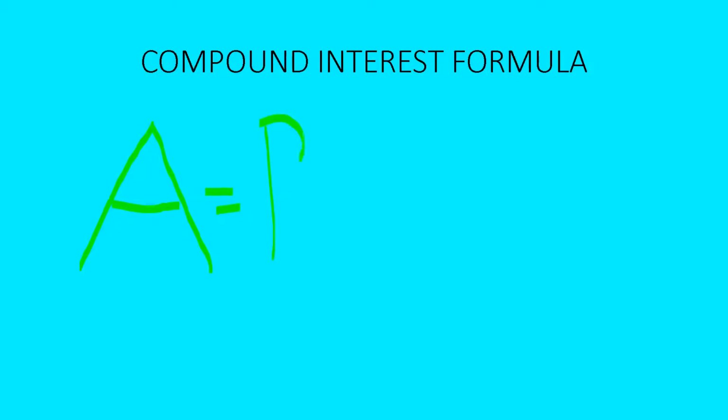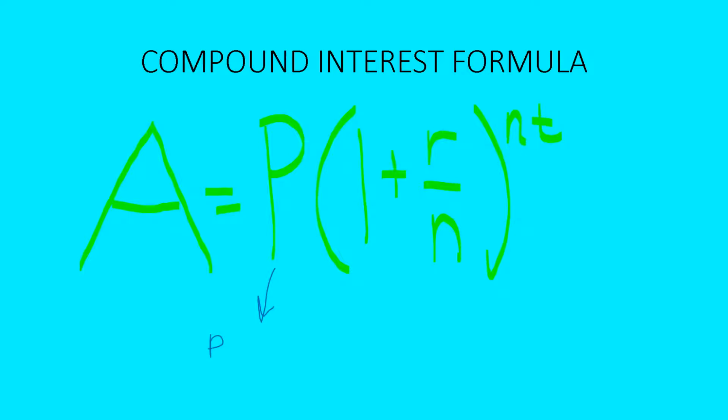equals P times the quantity of 1 plus R over N to the N times T power. And we're also going to make sure we define each of these variables so that everybody feels comfortable when we start plugging numbers in. So P represents the principal or the starting amount.